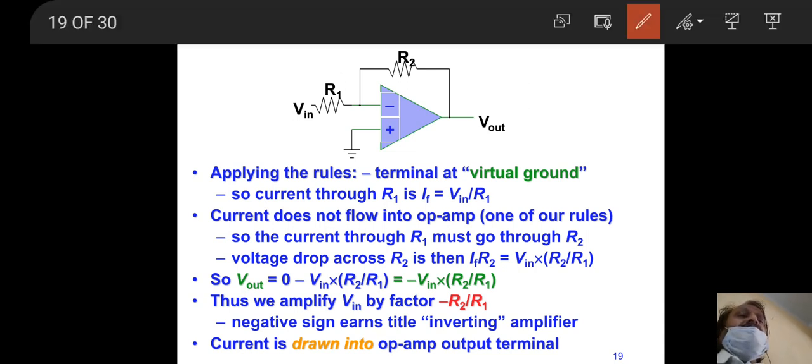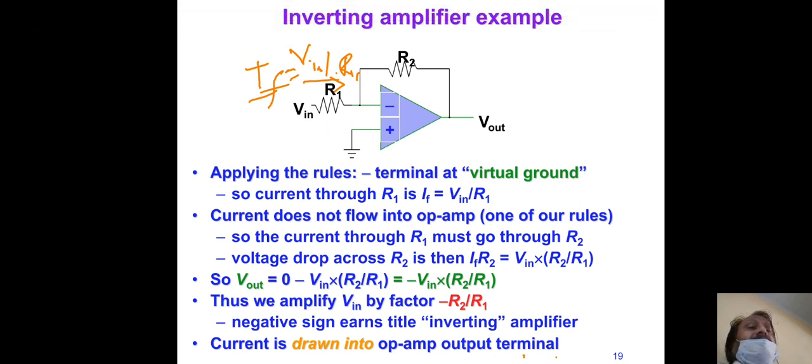So what is the current flow? IF is equal to Vin divided by R1. The current does not flow into the op-amp, because that is one of the rules we considered. So the current through R1 must go through R2. This current goes through R2, not through the amplifier.